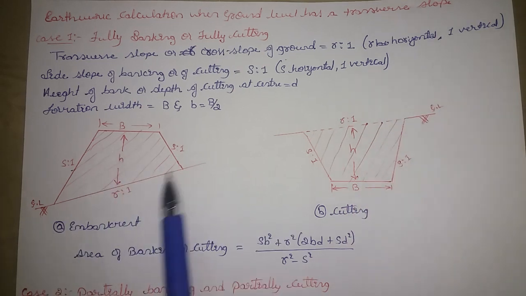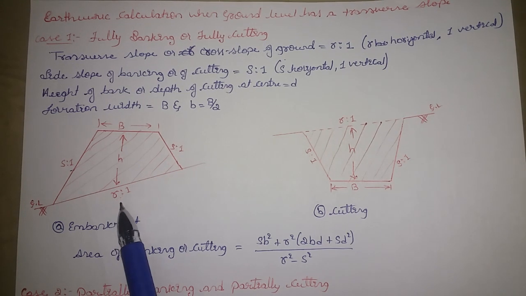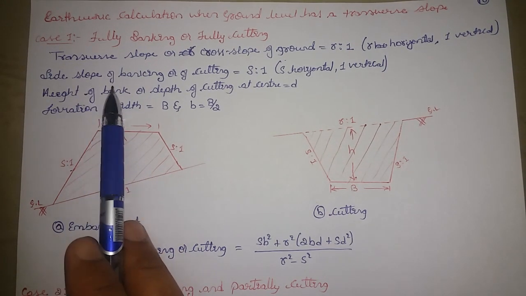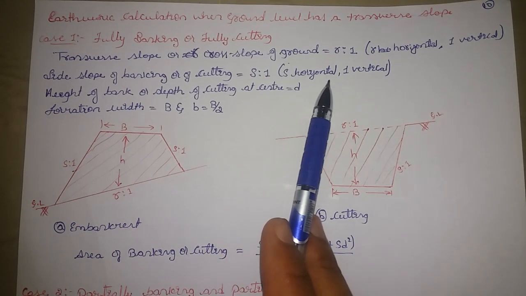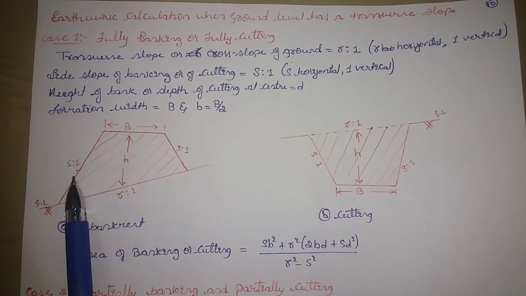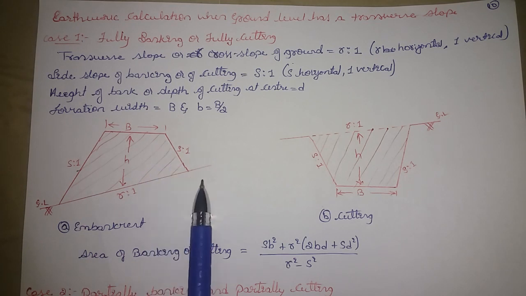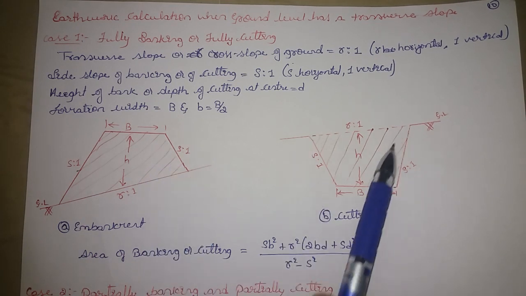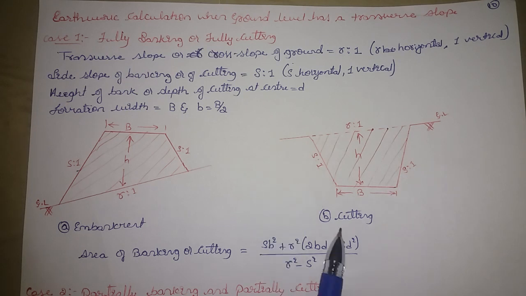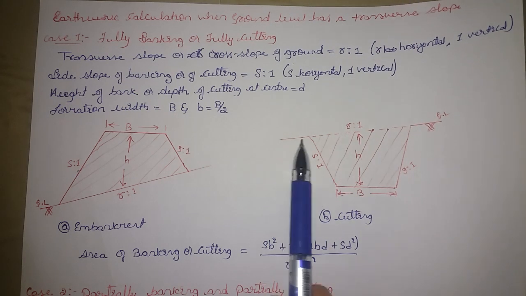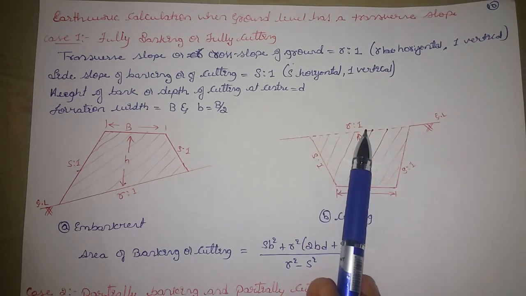So this is a ground level where you get r to 1, and the side slope of the banking or cutting is s to 1, that is s is horizontal and 1 is vertical. This is the side slope of the banking, and this is the side slope of the cutting. In the cutting also you can see that s to 1 is clearly mentioned. This is the ground level, and it has r to 1.